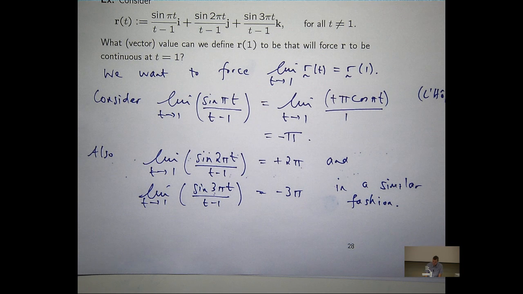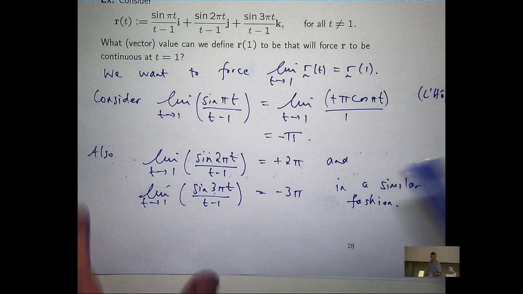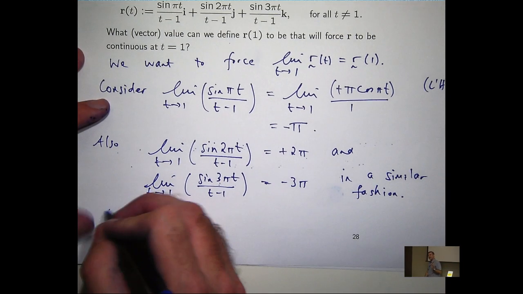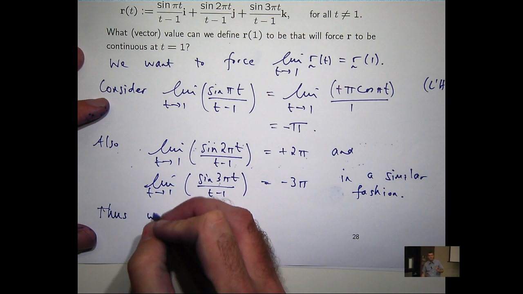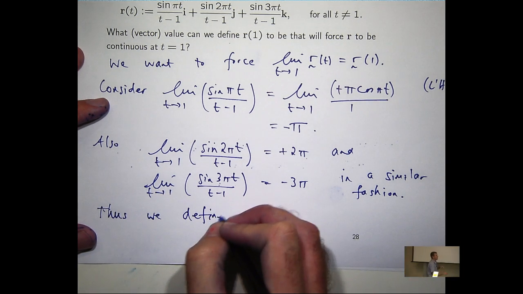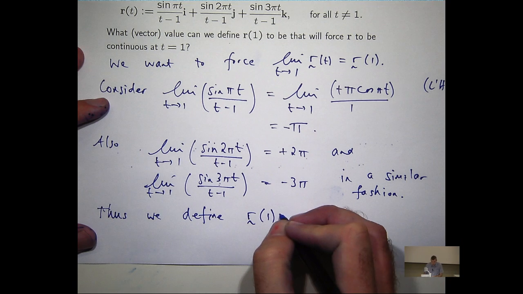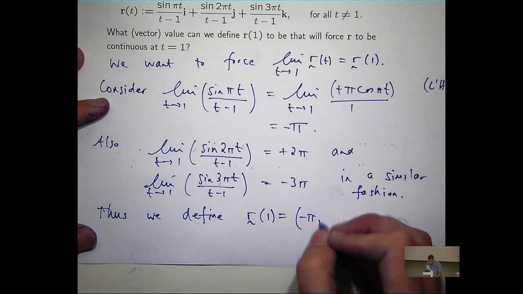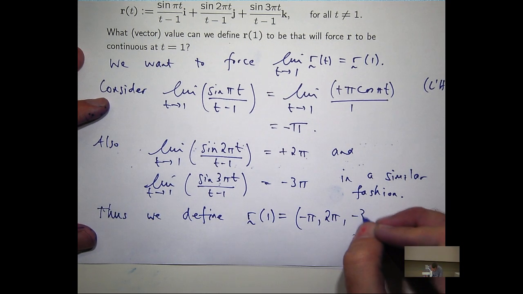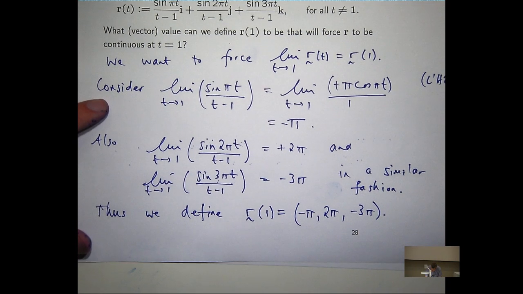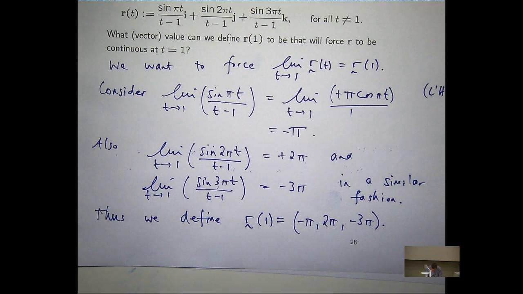Okay, so assuming we can take our limits, what should we define r of 1 to be? Well, it's just going to be the vector with these components. All right. So assuming you can take your limits, not a very difficult question.